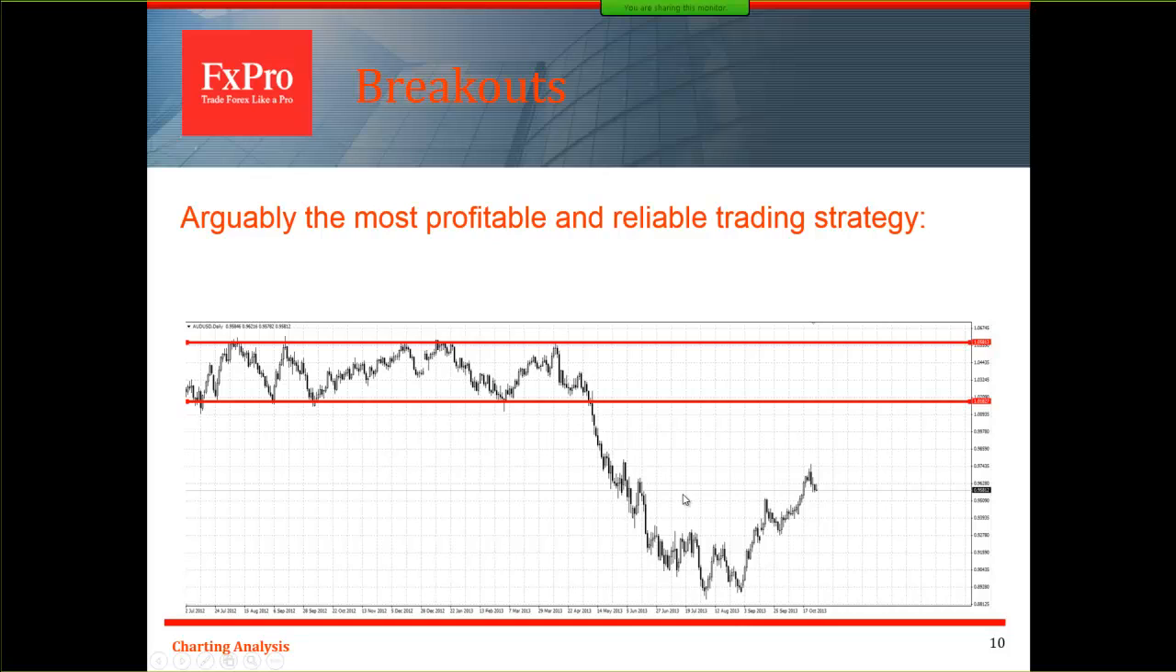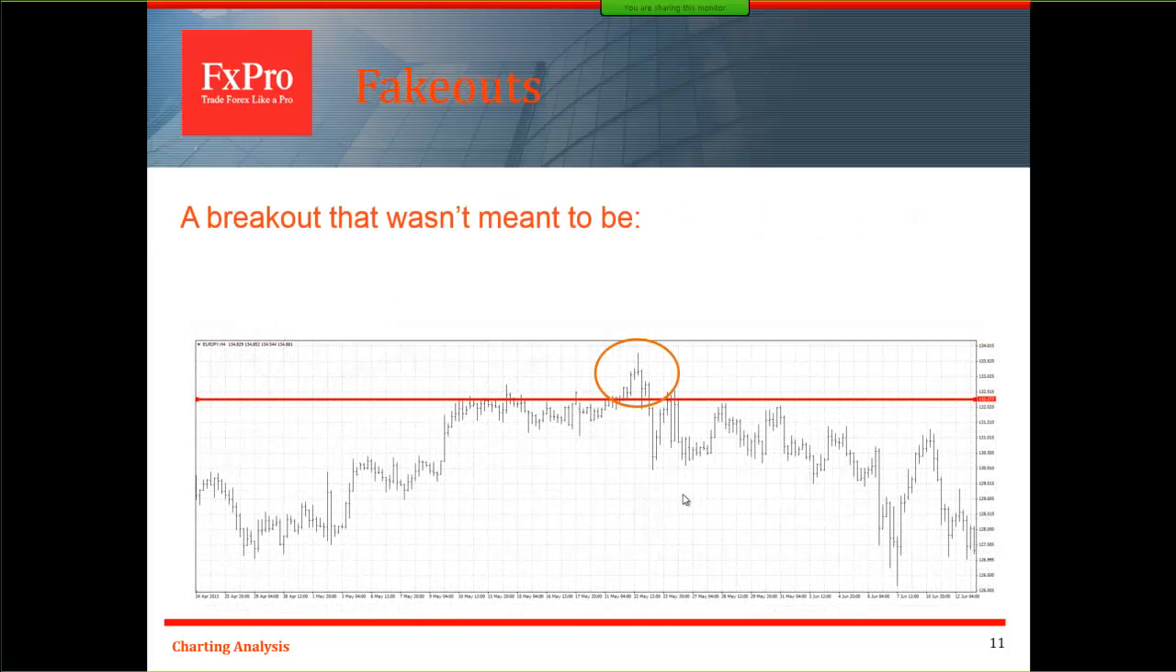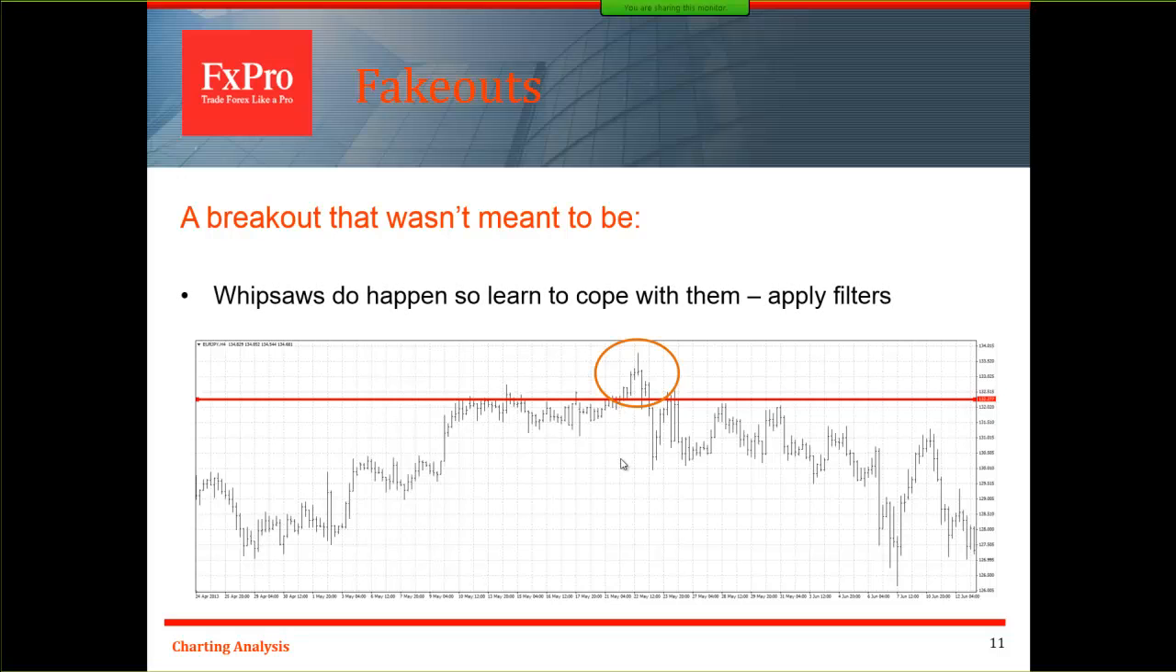Unfortunately, despite the profitability and the reliability of breakouts, these are not perfect, and whipsaws or fakeouts do occur. So in this example here, price managed to break out from resistance, but this breakout was short-lived. So we can see here we had a breakout, a test of the previous resistance turned into support over here, and thereafter we had the continuation. But this breakout was short-lived.